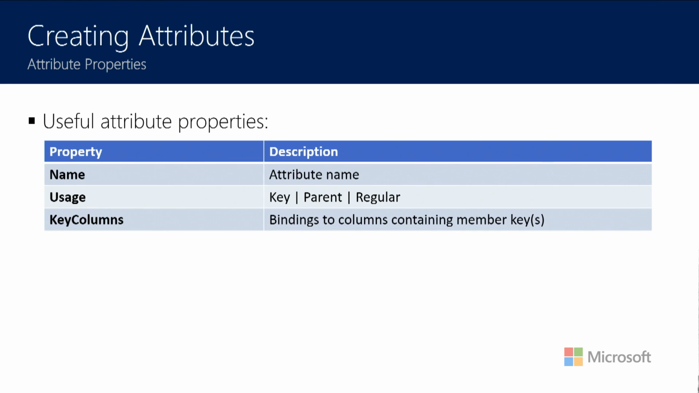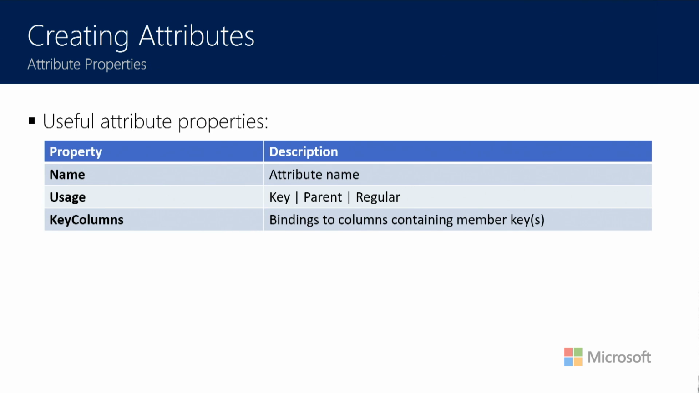Now, the important property when connecting to the source column. The key columns, and note that this property name is plural. This will set the bindings to the columns containing the member keys. Now, remember, for the key attribute within your dimension, the key column should always be set to the primary key. Now, what this means is that when it generates the membership of the attribute hierarchy, it uses a select distinct query based on the key columns. So a select distinct on a primary key, the primary key being unique, will guarantee that the key attribute provides a member for each row within the dimension table.